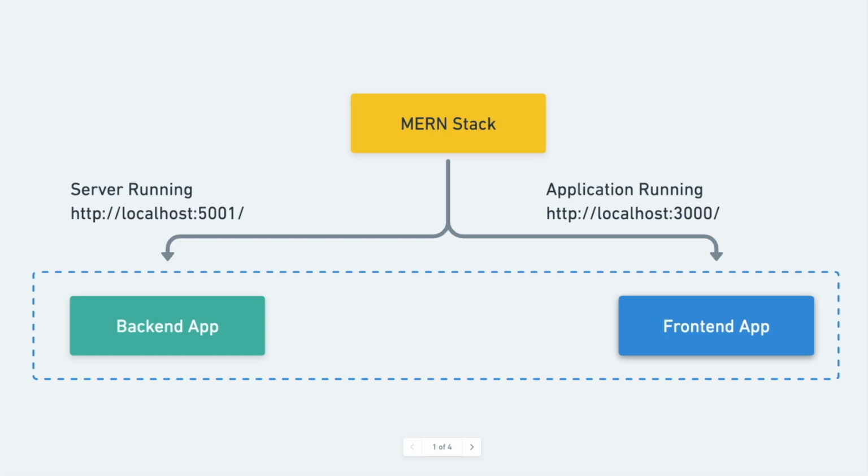The one will be the backend part of the application and the other one will be the front-end part of it. The backend part will be running on the localhost 5001 and the front-end application will be running on localhost 3000. Now let's take a look at the backend side of what we are going to build.